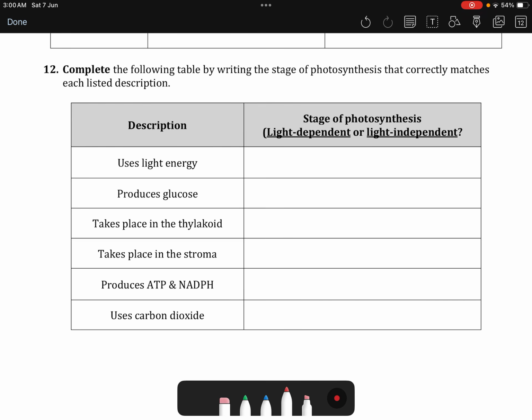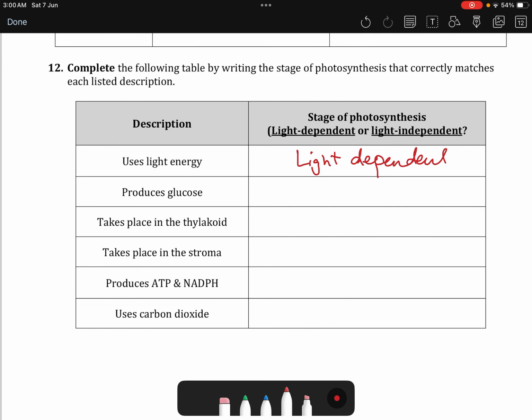Okay, uses light energy, so it is light dependent. Please don't do it like this is number 1 and this is number 2 and then you answer 1, 1, 1 or 2, 2, whatever. No, please, this is not accepted and you may lose marks. When the words are given, copy them down.